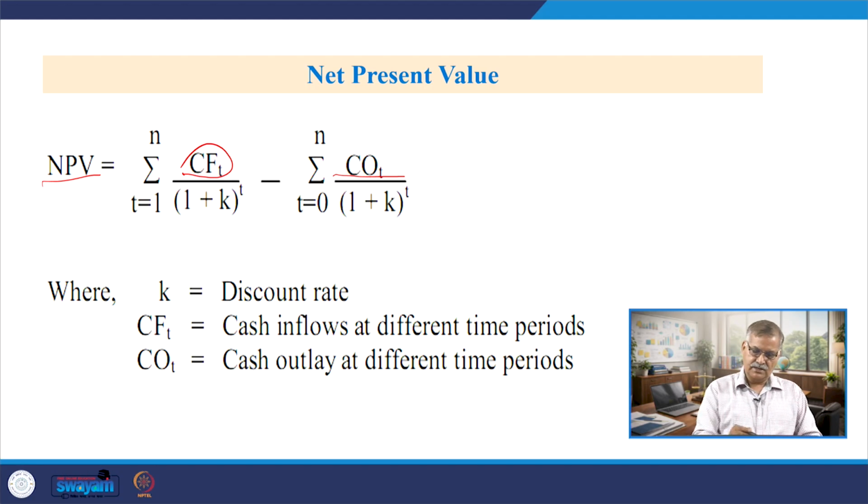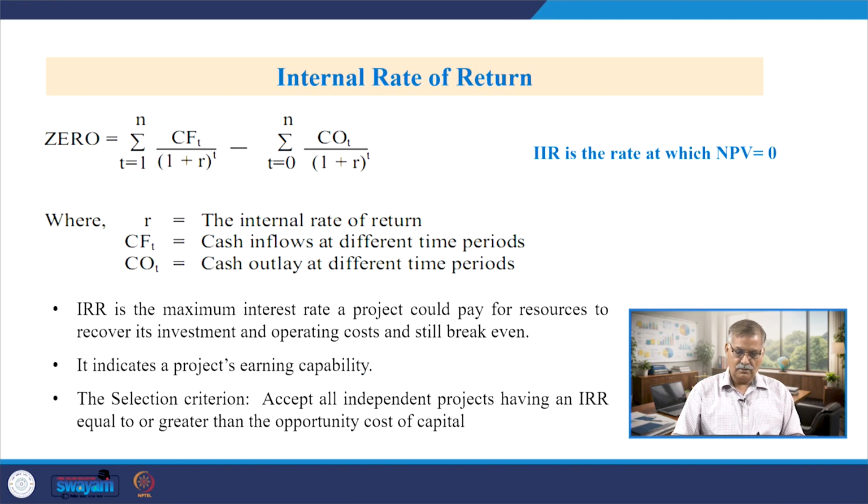K is the discount rate, and the total discounted sum of benefits minus the total sum of discounted costs is equal to the net present value. And here you can also know the internal rate of return.